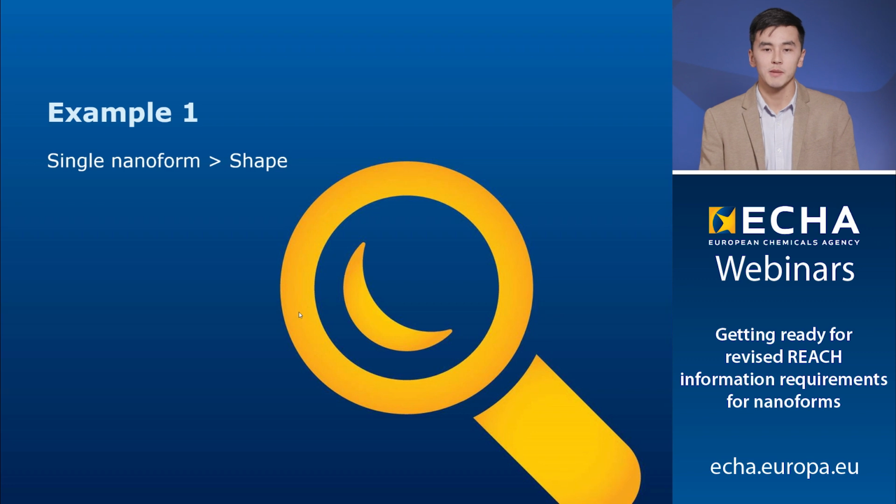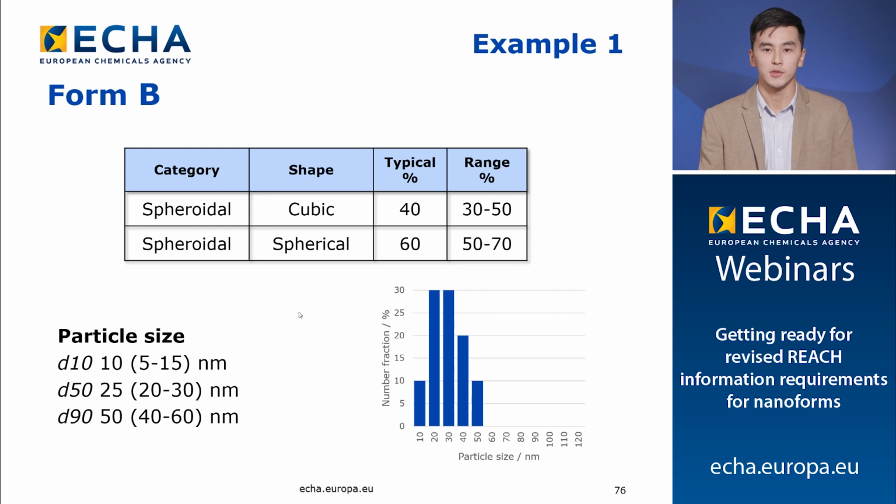In the illustrative example number 1, we will focus on reporting shape for single nanoform. For that, we will use the form B. On the slide, you can see some characterization data for the form B. However, in this particular example, we are interested in the information on the shape. So you can see that the form B has particles with 2 shape types.